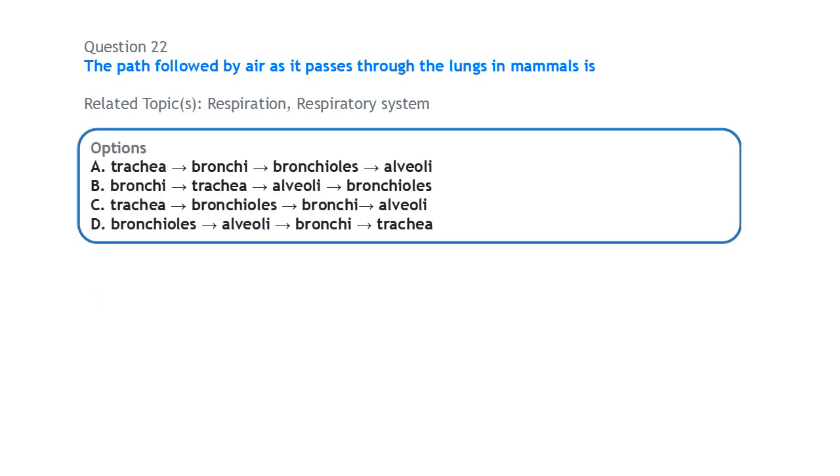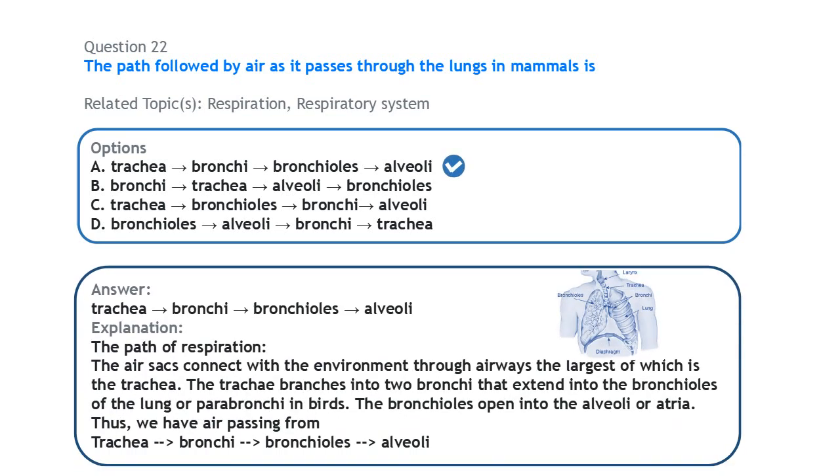Next, on respiration, the part followed by air as it passes through the lungs in mammals is, now this is a question that has been repeated. So air starts from the trachea, which is the largest passage here. So the trachea to the bronchi, which then branches into the bronchioles, and finally into the alveoli. The alveoli is where the actual gaseous exchange takes place. So you have the trachea to the bronchi to the bronchioles and finally to the alveoli.